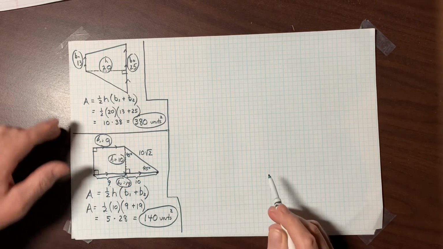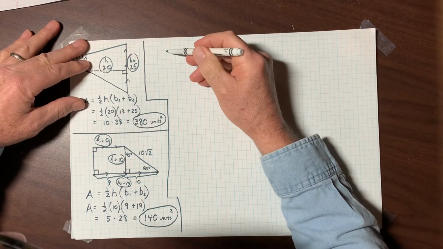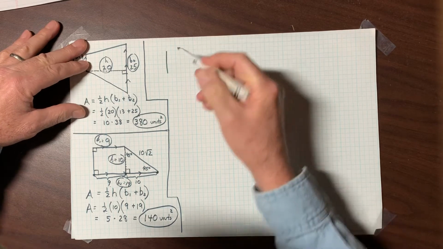All right, let's do another example. Let's stick with this 45-45-90 theme for a while.